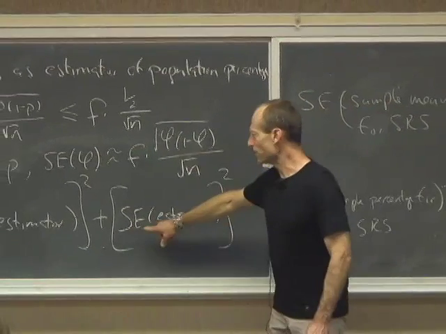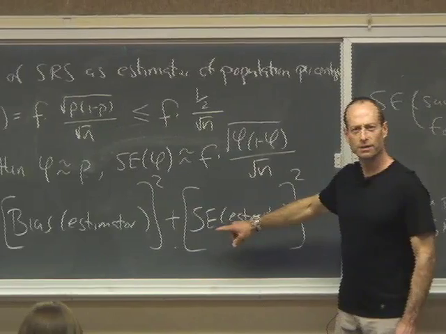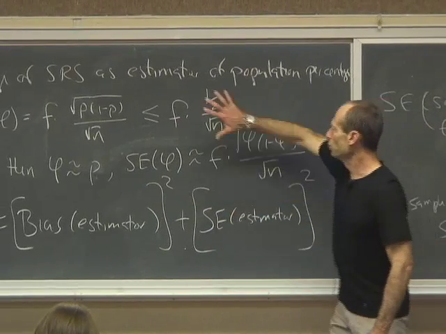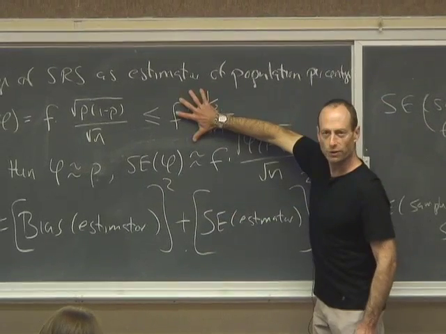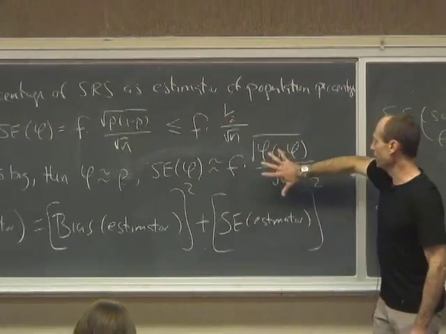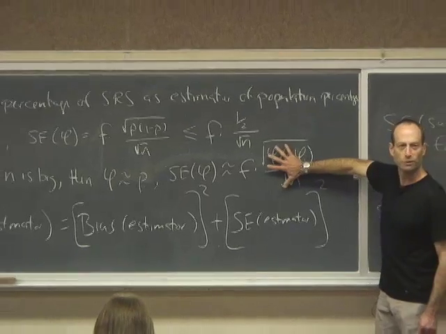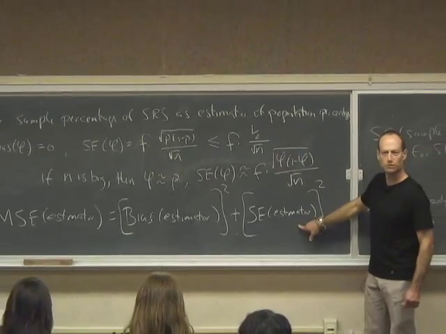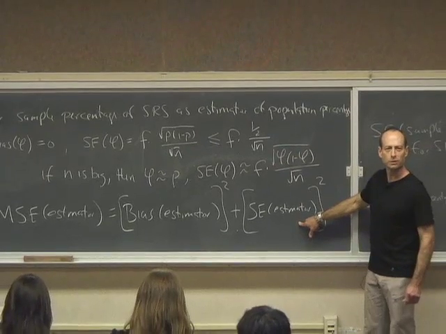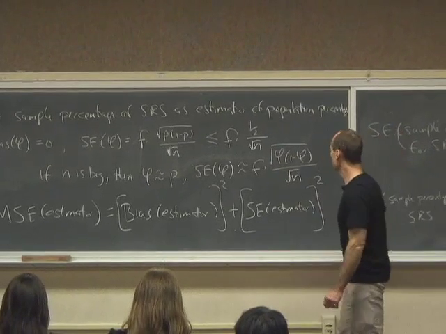What would our estimate of the mean squared error be then? We know it's not bigger than this thing squared. And if the sample size is big, it ought to be about this thing squared. Okay? That's the term that we're worrying about.